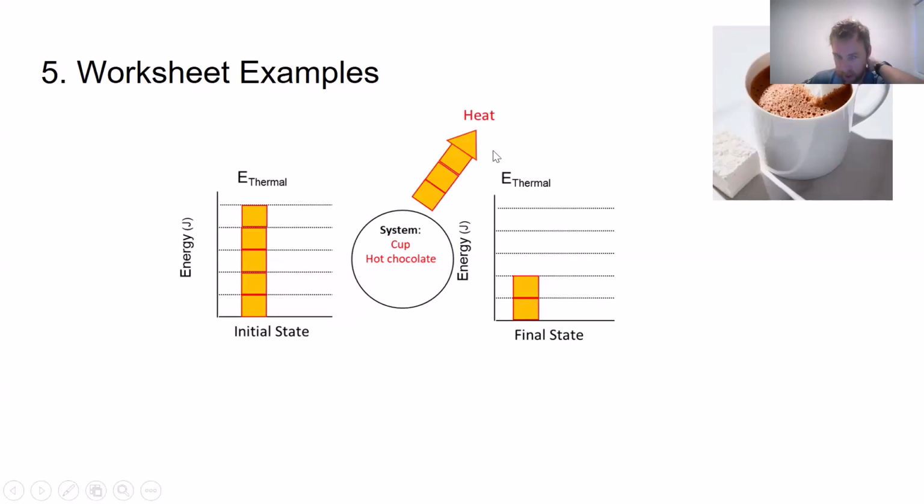Now you could choose in the system, the room as part of the system. And then you'll have the thermal energy of the room starts low and then ends up going high as it slowly heats up a little bit. But this is a good way because this is introducing this idea of Q being thermal energy moved or heat.